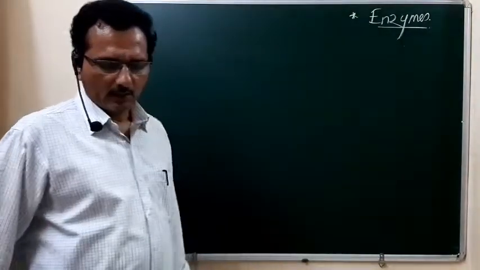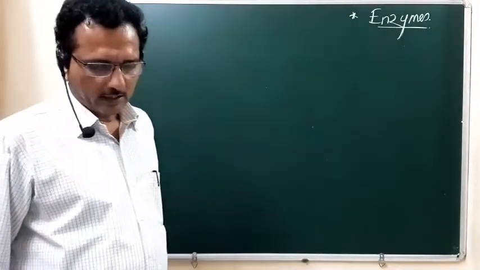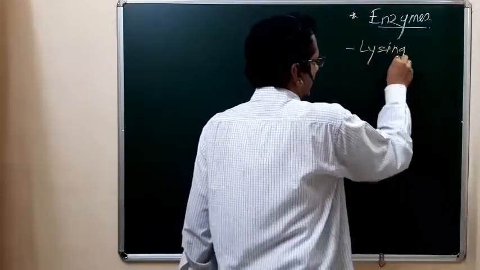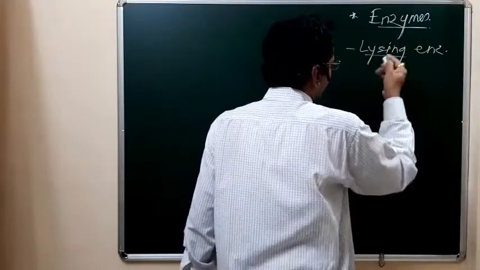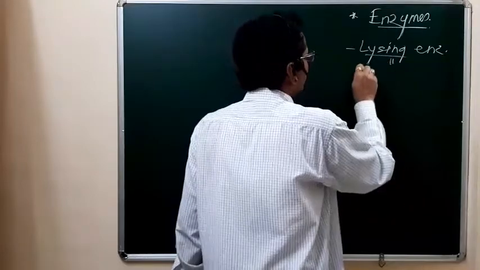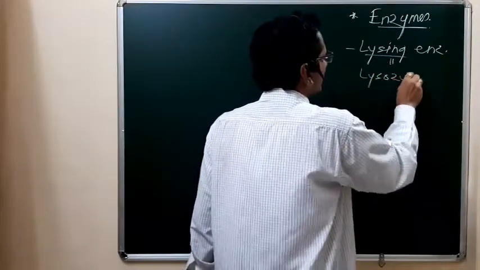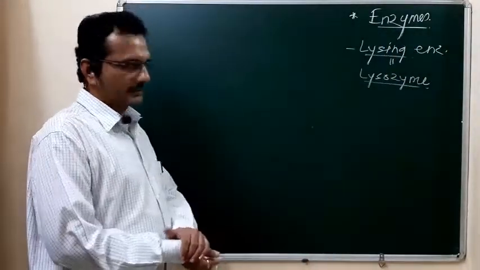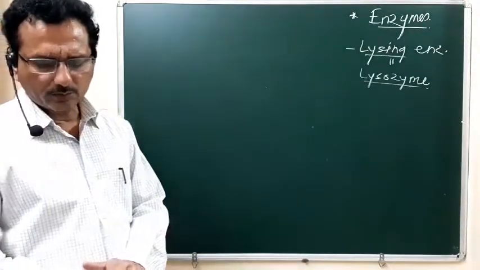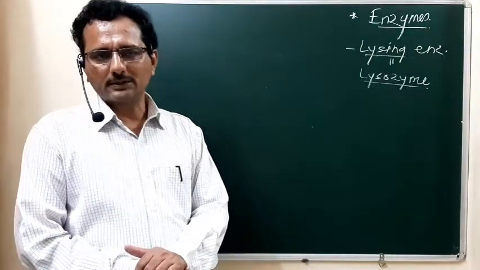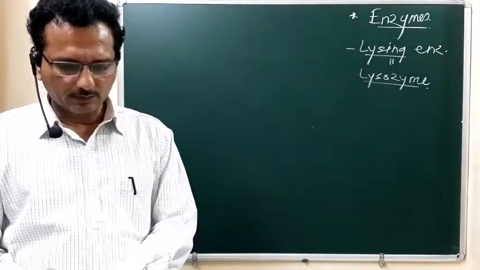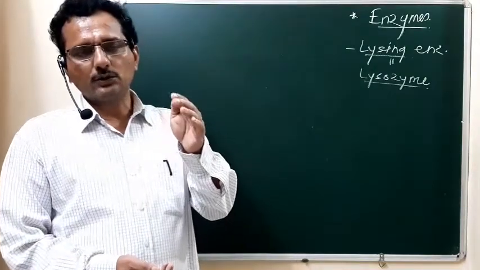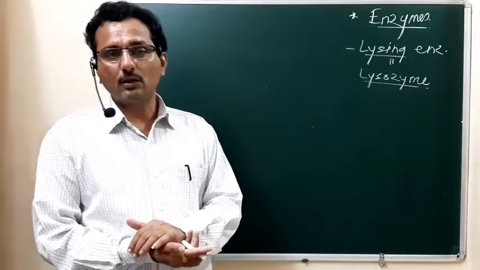The first enzyme is also called a lysing enzyme. That enzyme is also called the lysozyme. Where is this lysozyme enzyme situated? Remember, students, this lysozyme enzyme is present at the tail region, situated toward the lower side of the basal plate of the bacteriophage.